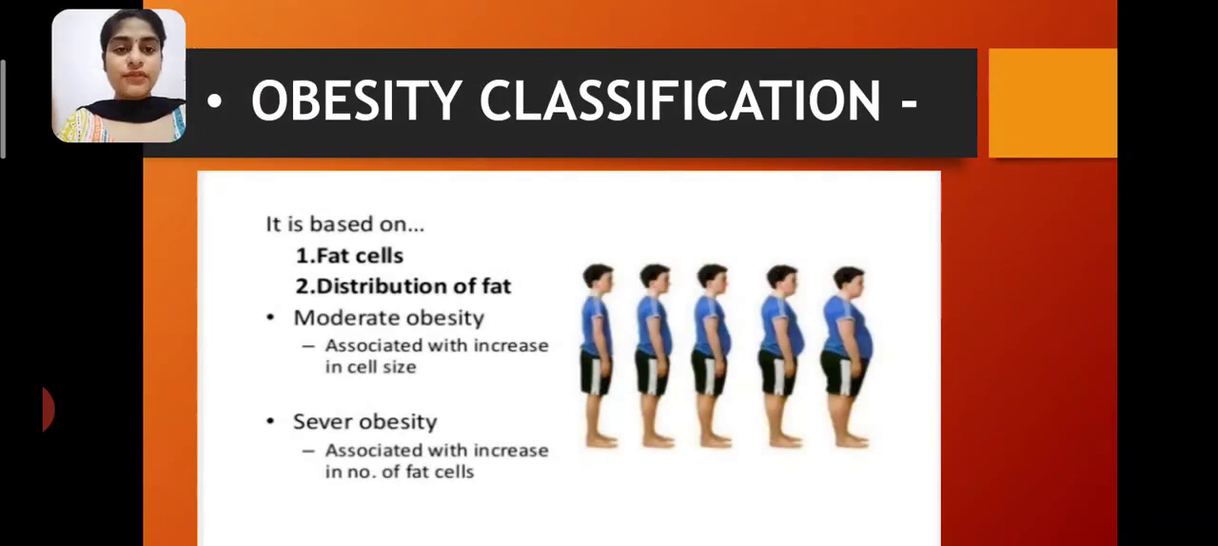Moving to classification of obesity, it is based on fat cells and distribution of fat. Moderate fat and severe fat are two kinds of obesity. Moderate fat includes only the increase in cell size, while the severe obesity includes the number of fat cells which gets increased.